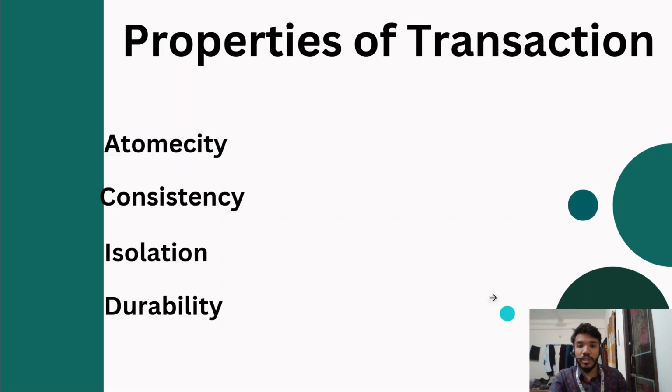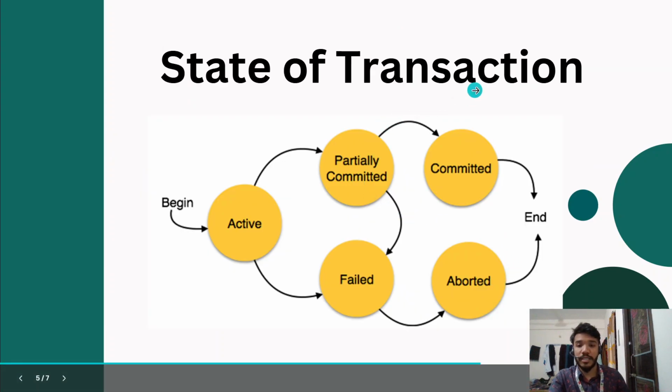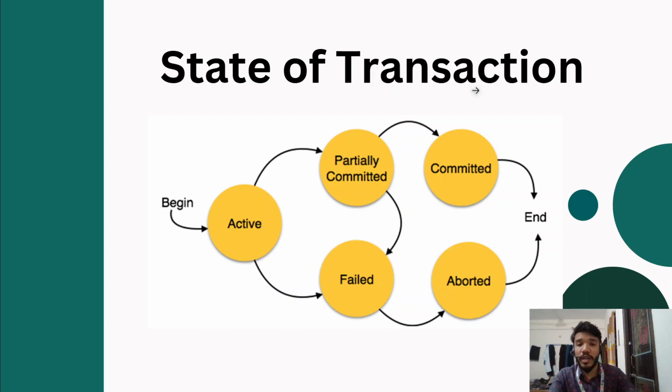The next one is states of transaction. States of transaction show where the transaction starts and where it ends. First is begin, which means it starts, and if the transaction is active, then it separates into two ways. First, partially committed, and the second one is failed. If the transaction is active and partially committed, it can also become failed.